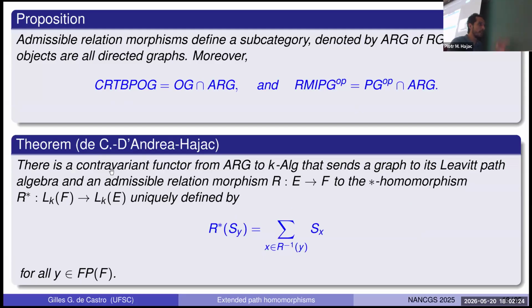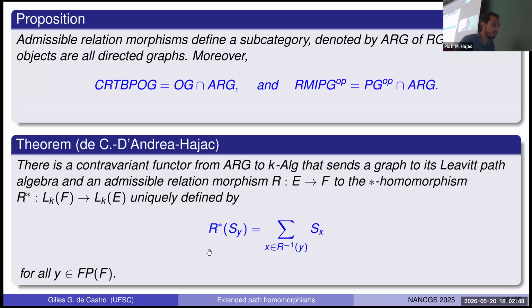Again, because of relations, it's itself dual. We could choose to be covariant or contravariant, but we chose to be contravariant to use the original homomorphisms in the same direction. So there's this contravariant functor from this category of admissible relation morphisms and graphs to the category of K algebras, Cohn-Leavitt path algebras, and the admissible relation morphisms.